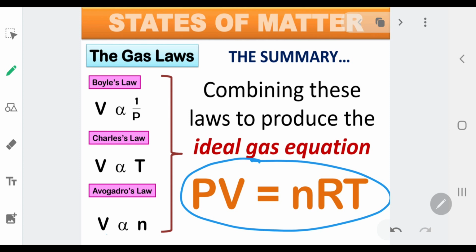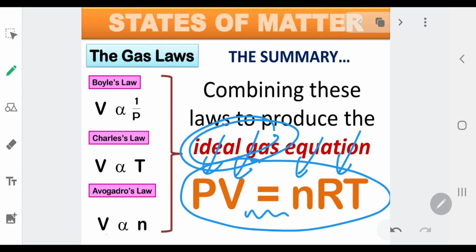Even in the next chapter, some of them will require this equation in your calculation, because when you want to know the pressure, the volume, the number of moles, or even the temperature involved for an ideal gas, we're going to use this equation. Remember, we are talking about ideal gas.